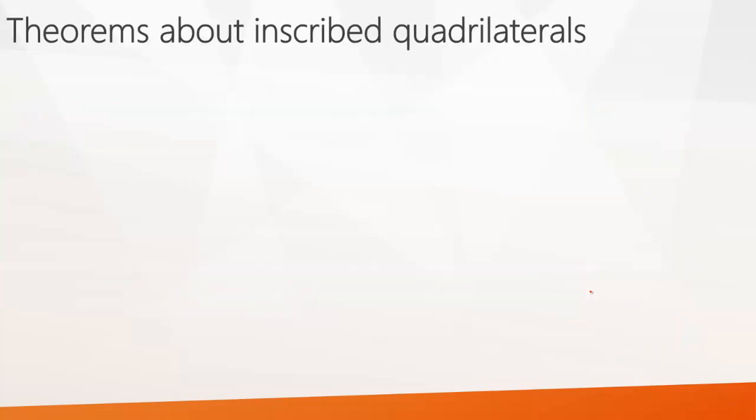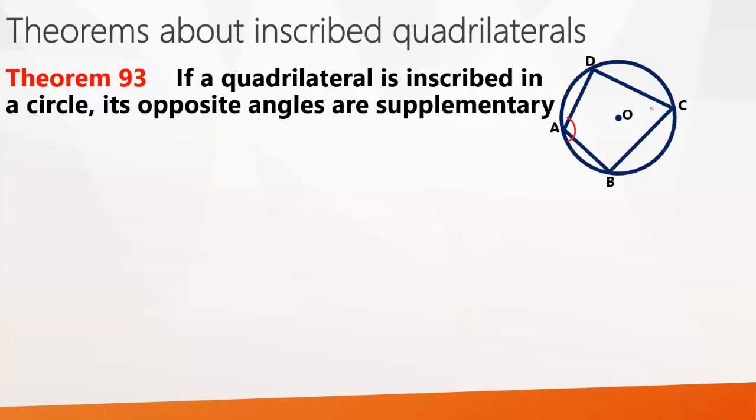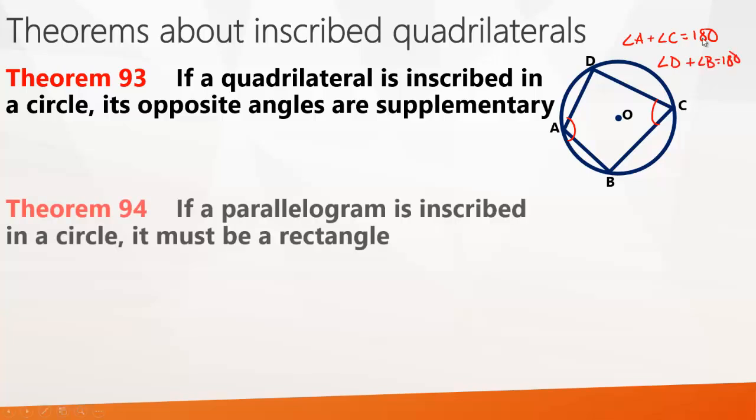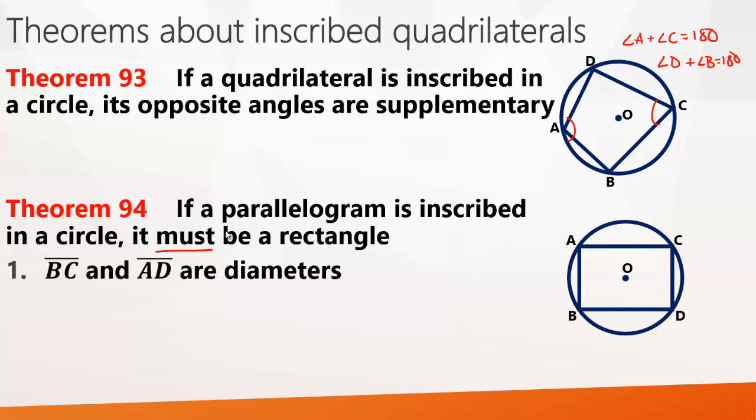All right, some theorems about inscribed quadrilaterals, which are going to be very useful. If a quadrilateral is inscribed in a circle, its opposite angles are supplementary. So that would mean that angle A plus angle C would have to equal 180, and angle D plus angle B would also have to equal 180. Theorem 94 says if a parallelogram is inscribed in a circle, it must be a rectangle. So that's important. You might only know that it's a parallelogram, but you'll have to know that if it's inscribed, it is a rectangle.